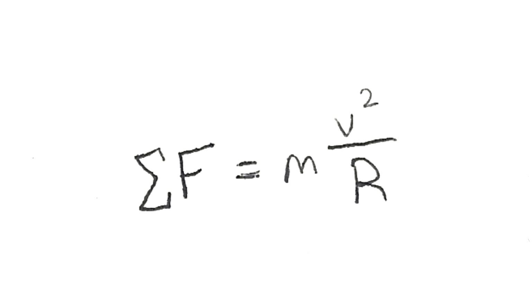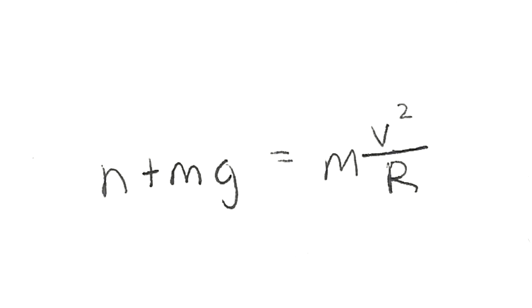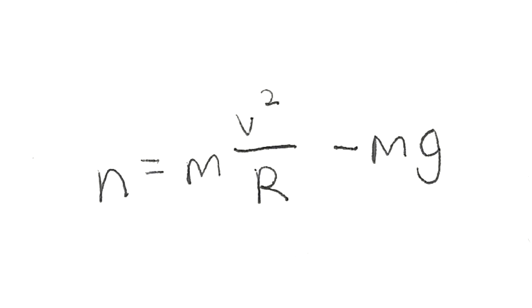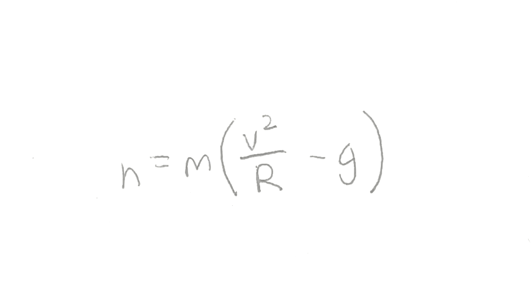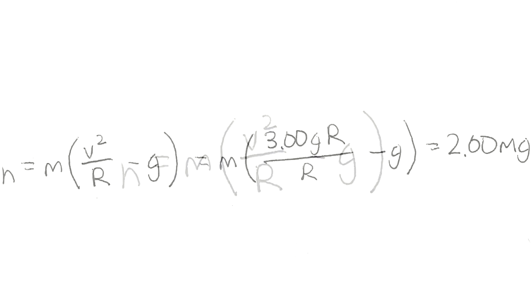For part B, we can use the equation that the sum of all forces F equals mass times velocity squared over radius. Because the bead is at the peak of the loop at point A, we know that the sum of all forces is equal to the normal force plus the mass times the gravity. Because we're solving for the normal force, we can move the mg over to the other side to single out the normal force. After that, we separate the mass from the rest of the right side of the equation, and then plug in the velocity that we found in part A.